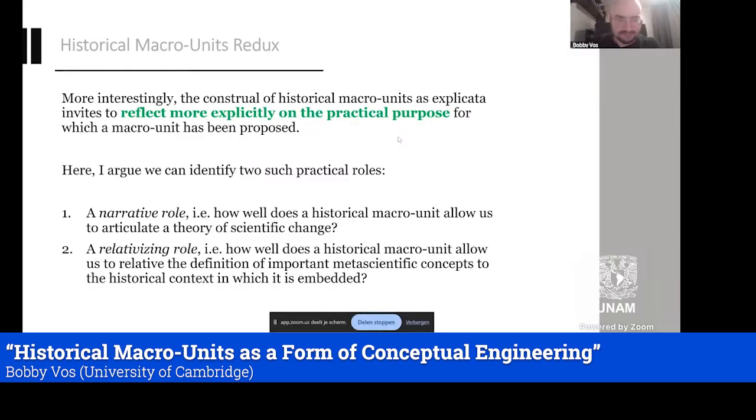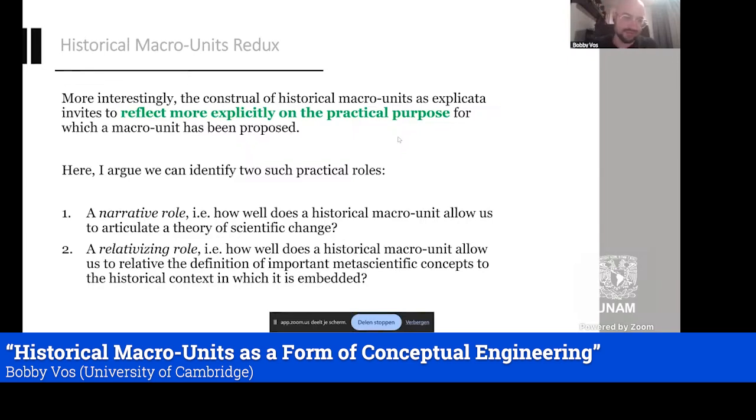Having said this, the upshot of adopting the method of explication and viewing macro units through that lens is that we can now evaluate a historical macro unit based on how well it serves different practical purposes. And here I argue we can identify two particular practical roles for historical macro units in philosophy of science.